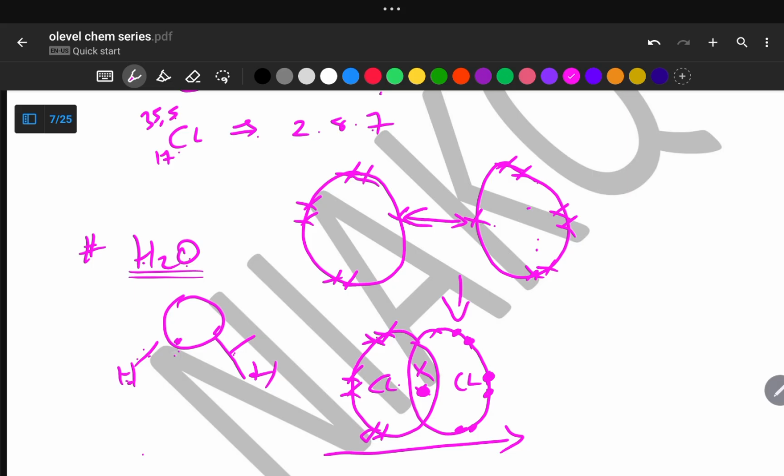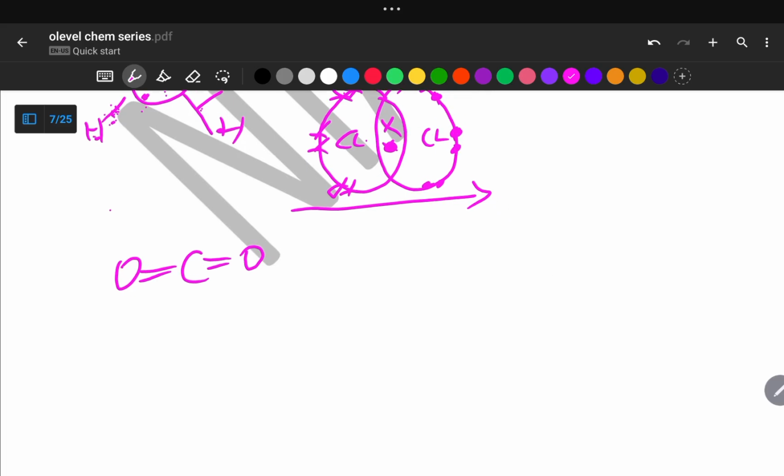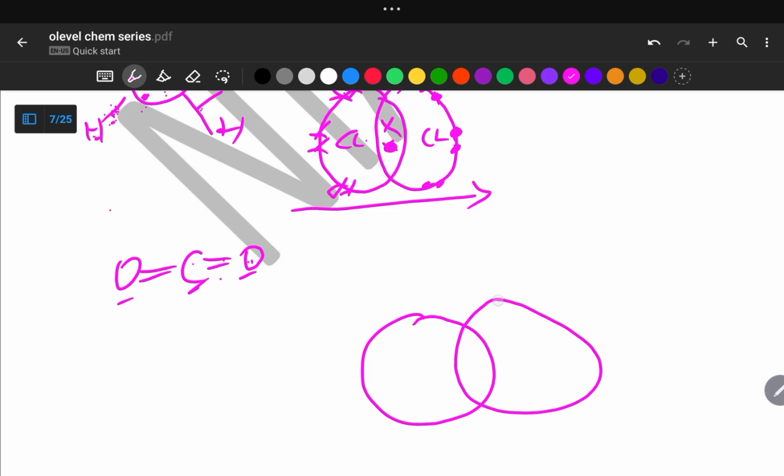So this is the bonding in water, right? One line indicates a shared pair of electrons. For carbon dioxide, it's C double bond O. It's simply that. This one is the central atom, these 2 are the bonding atoms, the ones coming to bond. Two lines indicate you're having 2 pairs, meaning 4 electrons.